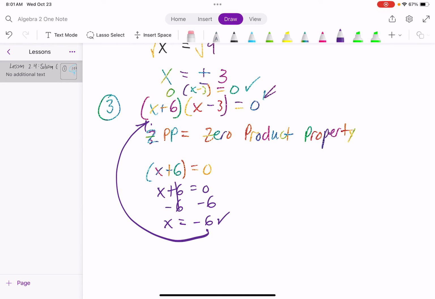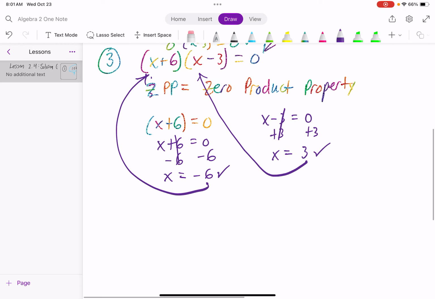Now, we can do the same thing for the x minus 3 term. If that was 0, then 0 times anything will give you 0. But let's find out what that x needs to be. Well, adding 3 to both sides isolates your x, giving you x is 3, which if you plug in 3 for the x, you're going to have 3 minus 3 is 0. And 0 times anything is 0, so that works too.